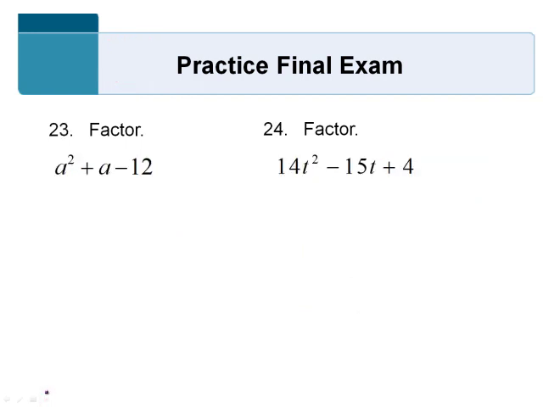Okay, number 23. There's no greatest common factor. We don't have perfect squares on the ends. a squared is a perfect square, but 12 is not. So this is just plain old FOIL.